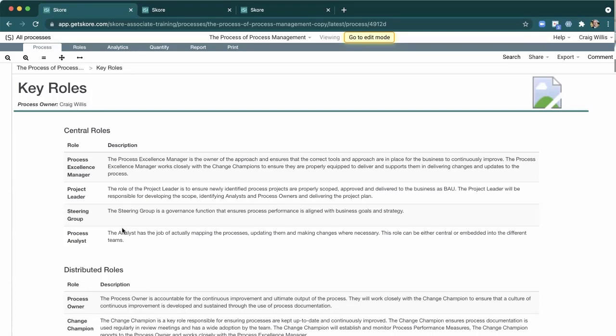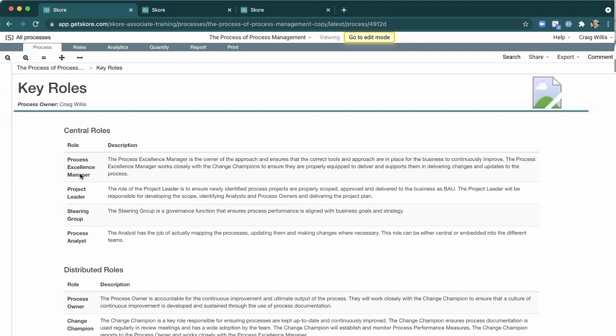Now, it often starts very much as a central piece of work, like a central team, and then gradually becomes distributed. And so some of the roles that we describe in here can start in one of those and move to the other. And I'll just quickly talk about some of these. Again, the role titles might change depending on the organization.